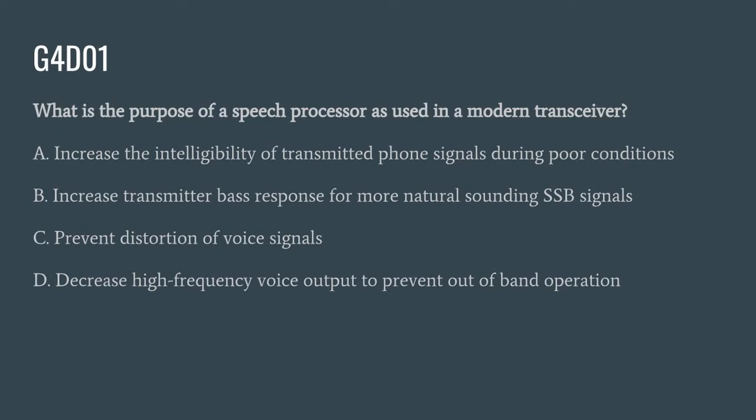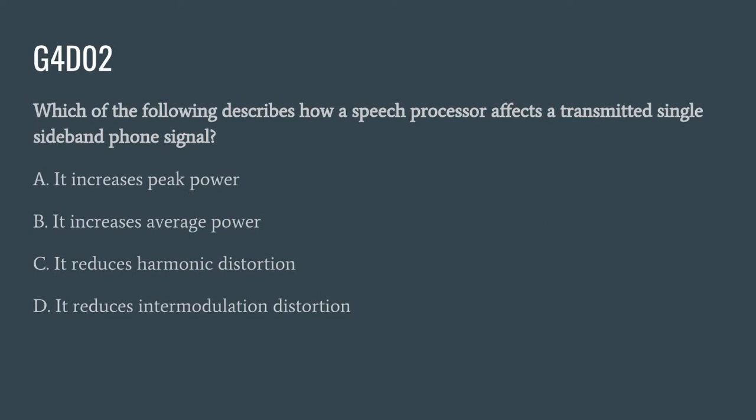A. Increase the intelligibility of transmitted phone signals during poor conditions. B. Increase transmitter base response for more natural sounding SSB signals. C. Prevent distortion of voice signals. Or D. Decrease high frequency voice output to prevent out of band operation. Correct answer here is A. Increase the intelligibility of transmitted phone signals during poor conditions.